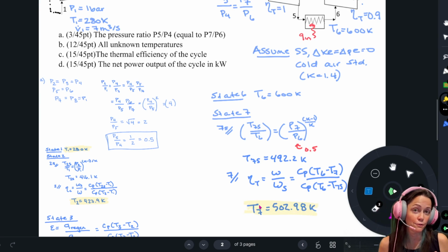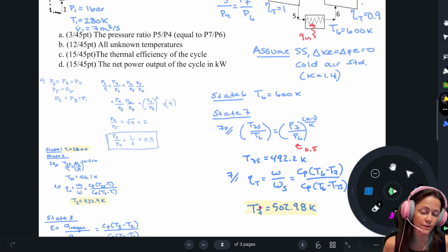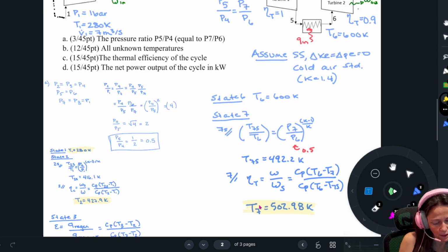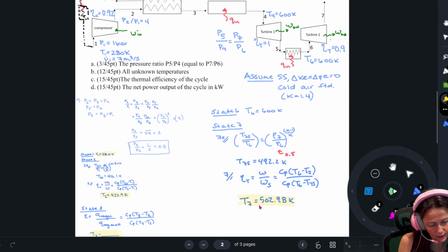If you ended up solving for just T7S and not T7, you would have gotten half credit for that particular temperature, just FYI.